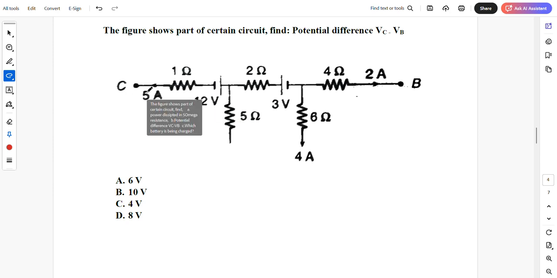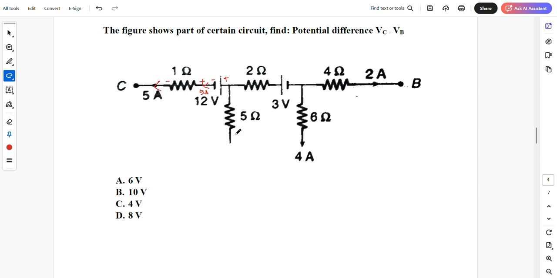This is C, right? Current is like this, 5 ampere. Here it becomes plus and this becomes minus, because current is entering from here. 5 amperes of current is entering from here. How many volts is this? This is minus, this is plus. Okay, and what about this one?